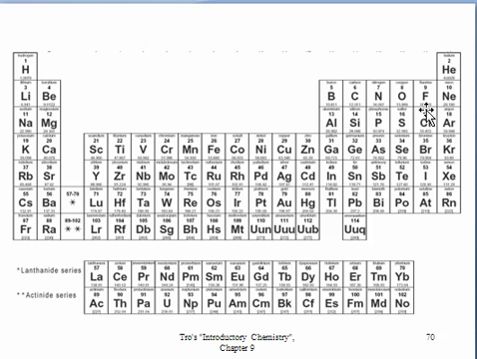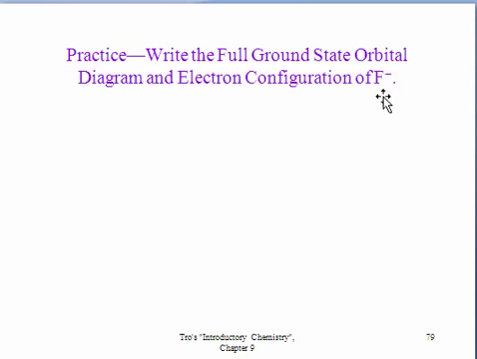So here's fluorine on the periodic table. It has atomic number 9, so as an atom, it has 9 electrons. But our example has F-. That means we have an extra electron, because electrons are negatively charged. So we have 10 electrons. So now that you know that we have 10 electrons, go ahead and see if you can figure out the orbital diagram and the electron configuration. Start the lecture again once you have an answer.